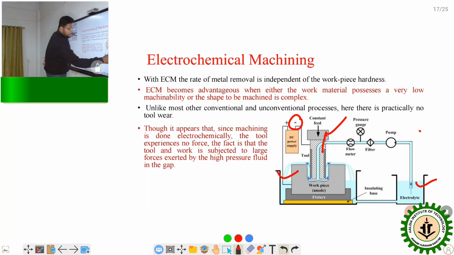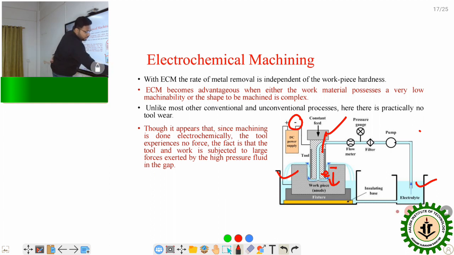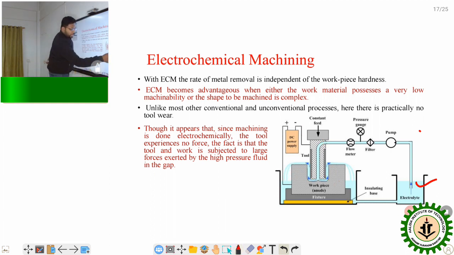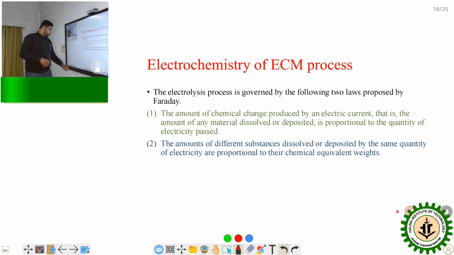So the electrons will actually flow in this direction and that electron flow will actually perform a chemical etching operation, and as a result there will be an exact replica of the tool created on the workpiece. That is the main advantage of the chemical machining process.